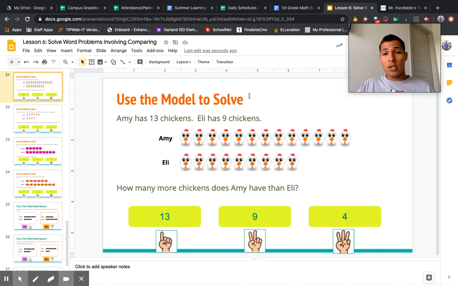Well, first things first, we can always connect our pairs. I don't have lines here for these, but we're going to do it in our heads, or you can connect them with your fingers on your screen, right? So we know we have one pair, 2, 3, 4, 5, 6, 7, 8, 9. We got 9 pairs. These are our extra chickens. 1, 2, 3, 4. 4 is our extra chickens. So that means Amy has how many more than Eli? 13 minus 9 is 4.